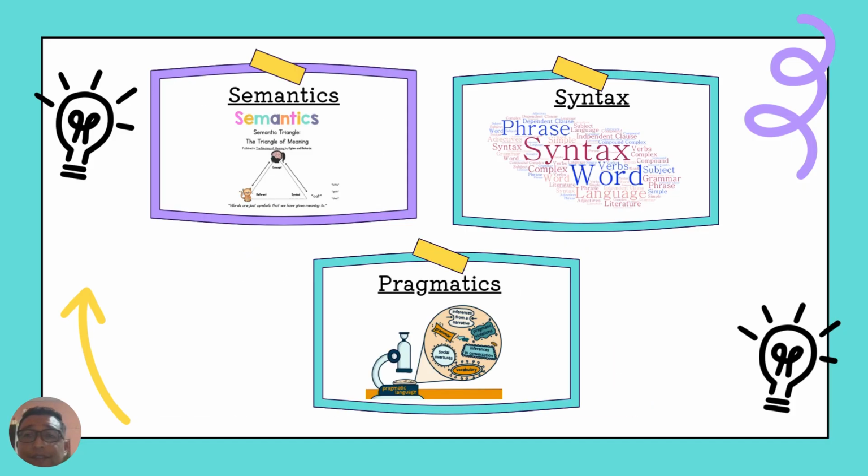The next is semantics. Semantics refers to the branch of linguistics that studies the meaning of words, phrases, or sentences, how language conveys ideas, intention, and relationships. In this case, for example, the word bank. You can think, what is the meaning? Meaning a financial institution. Okay.